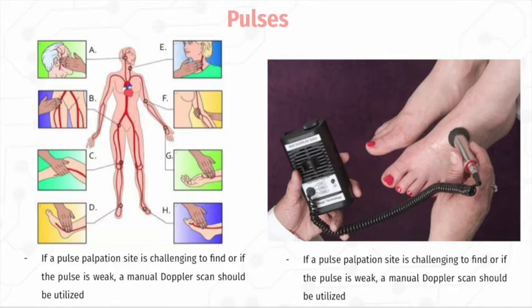A manual Doppler scan should be utilized if a pulse palpation site is challenging to find or if the pulse is weak. If palpable pulses are not accessible due to casting, assess all other parameters. Document if a change in the pulse is detected and notify the appropriate healthcare provider.